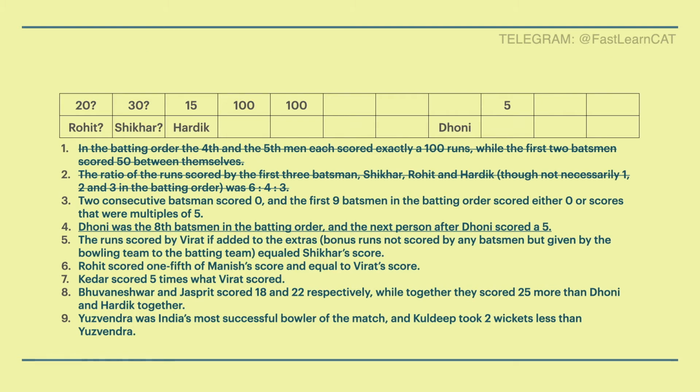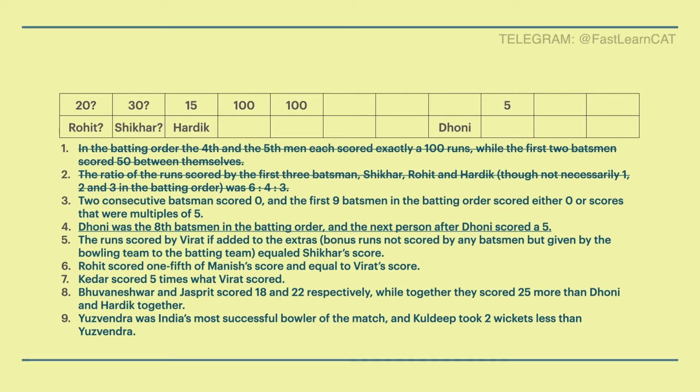Now, in this table, you will see that the first point is already represented, which says that the fourth and the fifth man each scored 100 runs, while the first two batsmen scored 50 between themselves. This also represents the information given in the second point, which says that the ratio of runs scored by the first three batsmen, Shikhar, Rohit, and Hardik, though not necessarily in 1, 2, 3 in the batting order, was 6 is to 4 is to 3. This point clearly means that Shikhar is scoring the highest, that is 30, and Rohit is scoring 20, and Hardik gets 15.